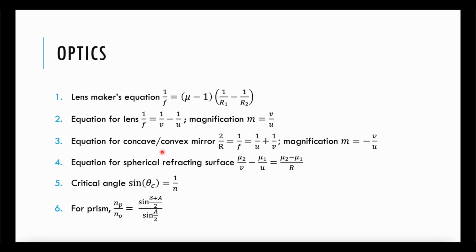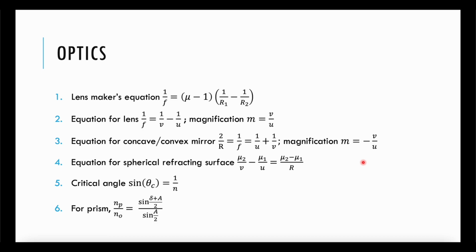And similarly, the equation for a convex or concave mirror is 1 by f is 1 by u plus 1 by v, and f is r by 2, basically the radius of curvature. This radius of curvature for a concave mirror is negative and for a convex mirror is positive, and in the case of a mirror the magnification is minus v by u.